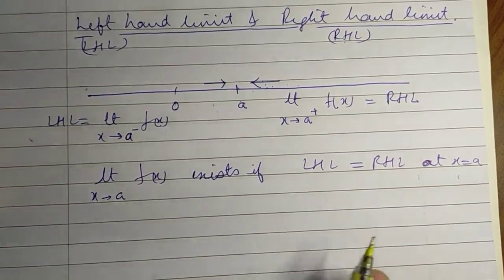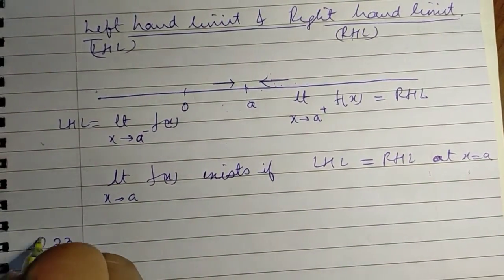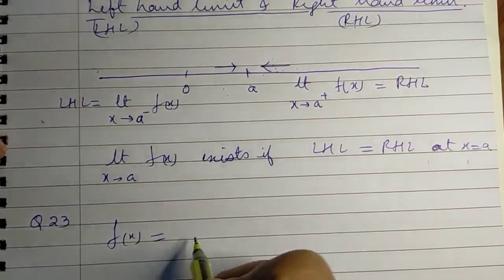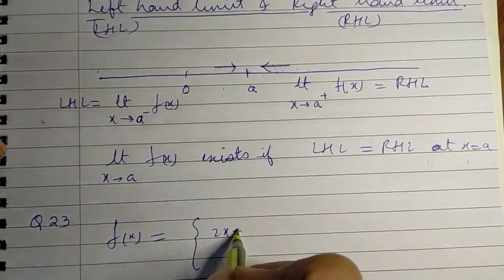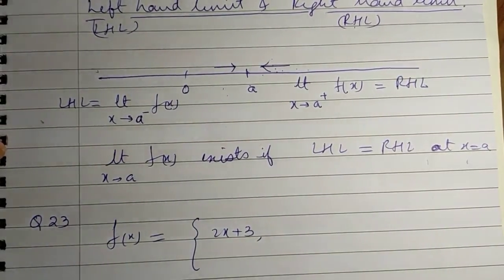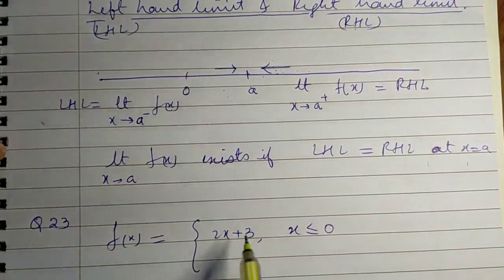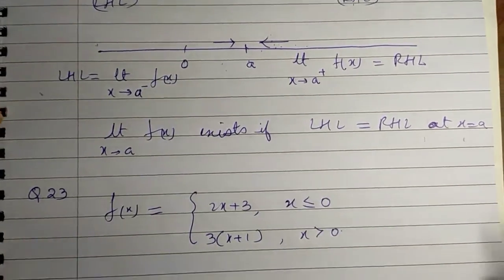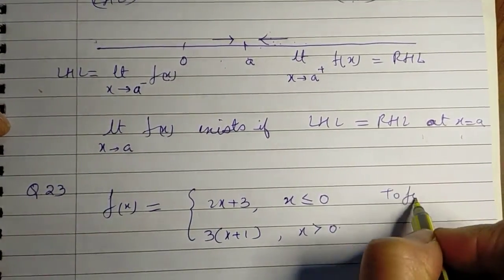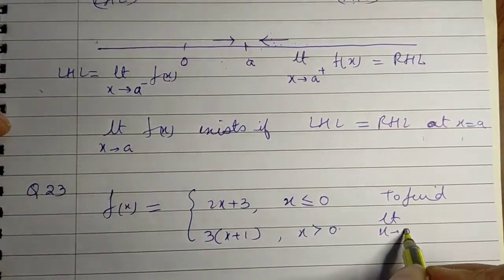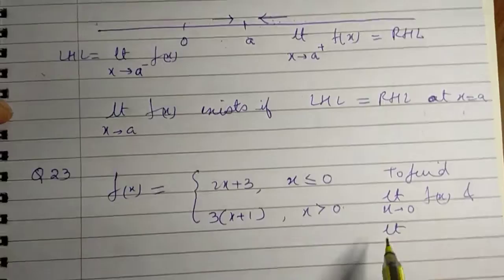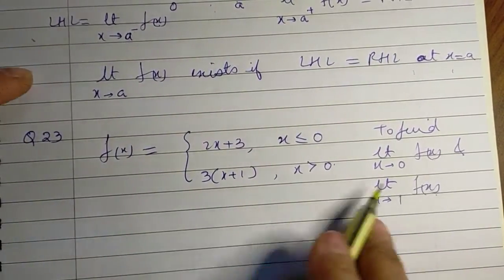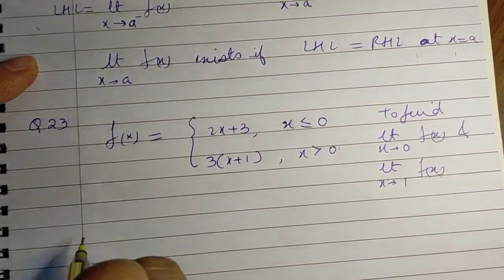Like for example, let us take question number 23. The function f(x) is defined as 2x plus 3 when x is less than or equal to 0, and it is defined as 3 times x plus 1 when x is greater than 0. Now we have to find the limit x tending to 0 of f(x) and limit x tending to 1 of f(x) of this function.